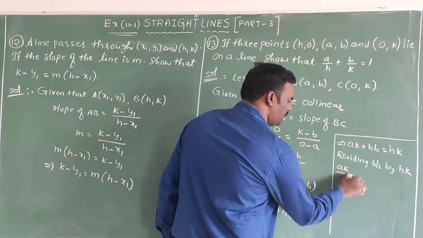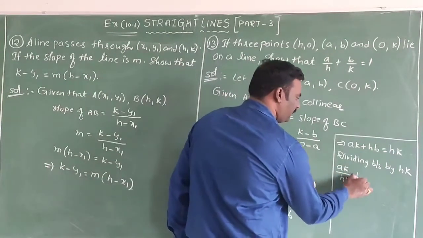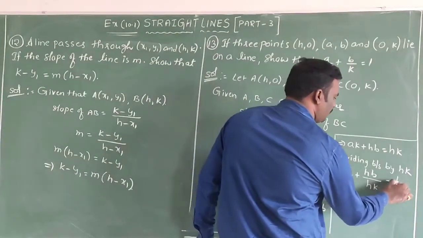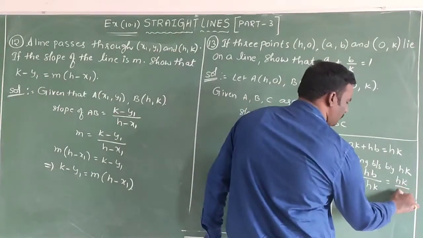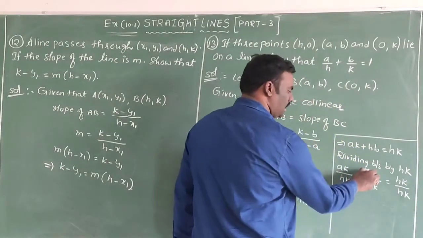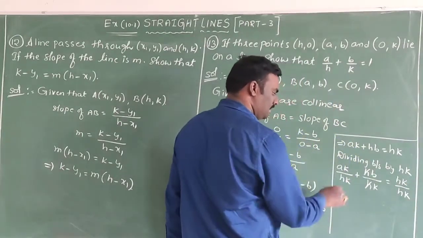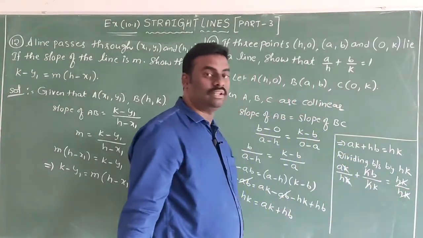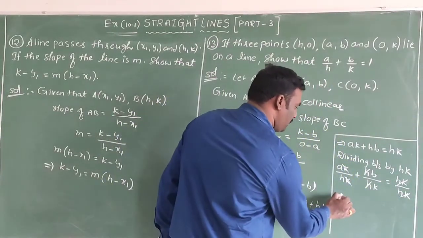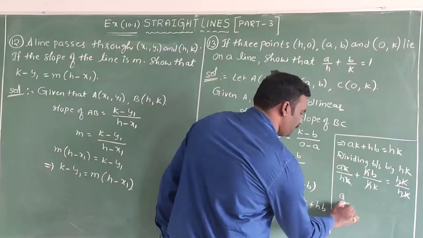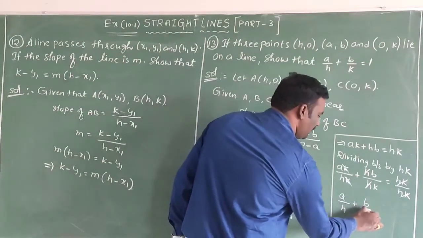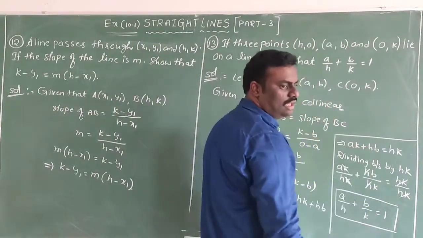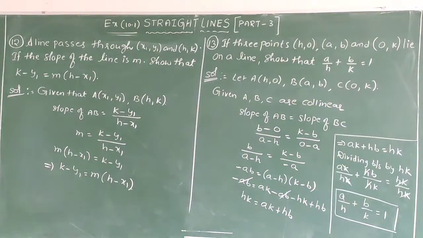ak by hk plus hb by hk, that equals hk by hk. Now h cancel, k cancel, these two cancel. Now what you will get? A by h plus b by k is equal to 1. So this is the final answer for this question.